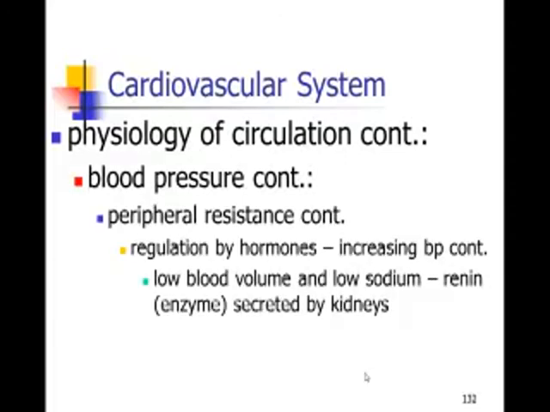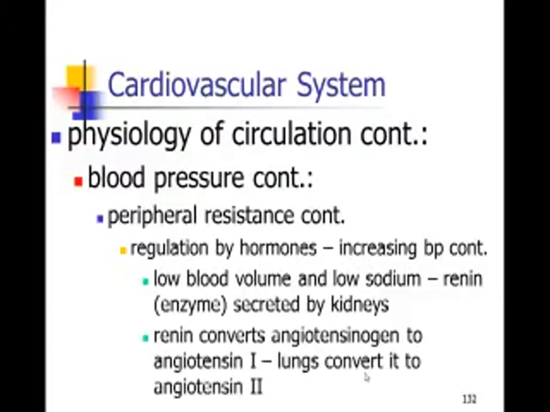Okay. Low blood volume or low sodium within the blood will cause an enzyme to be secreted by the kidneys. Now this is going to lead to a hormonal control, but it starts with an enzyme. The enzyme is called renin, and renin converts a blood protein, angiotensinogen, into angiotensin 1. The lungs take the angiotensin 1 and convert it into angiotensin 2.